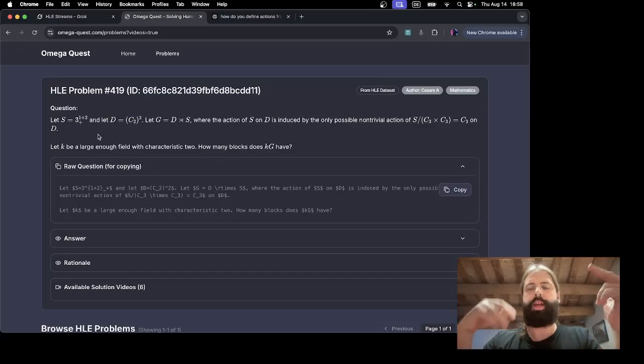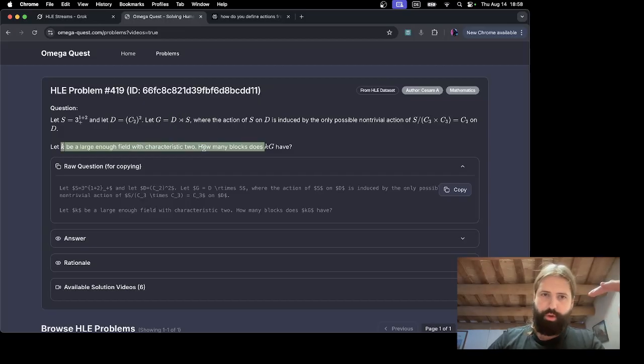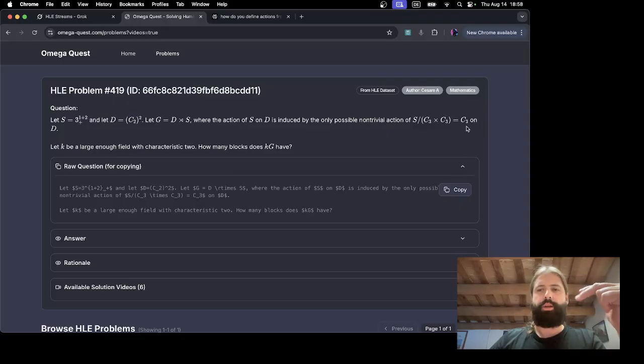Now we need to think of the action, the only possible non-trivial action. But we're not doing C3, we're doing S. We have to remember to come back to this when we actually construct G, before we move to the actual question. But first we need to understand the action from C3 onto C2 squared, and what is a trivial action in that context, right?